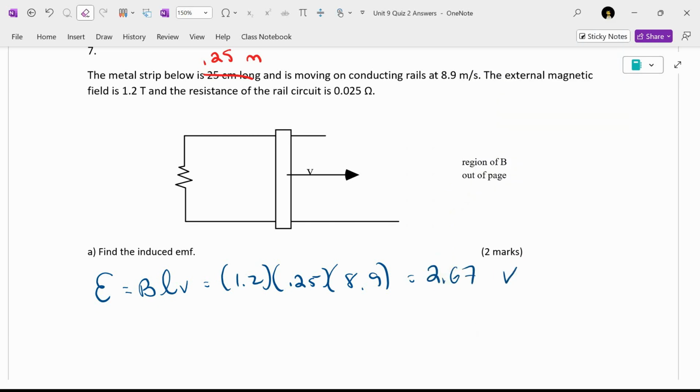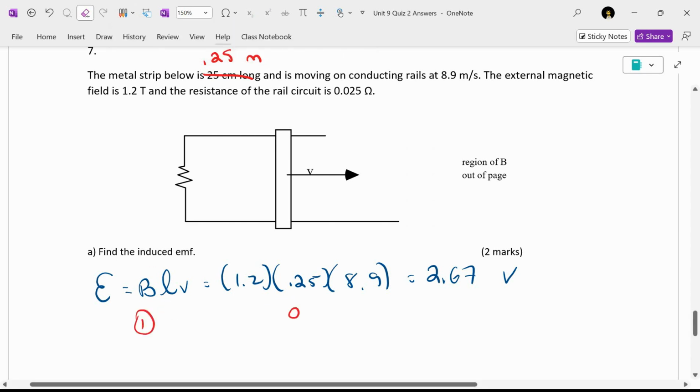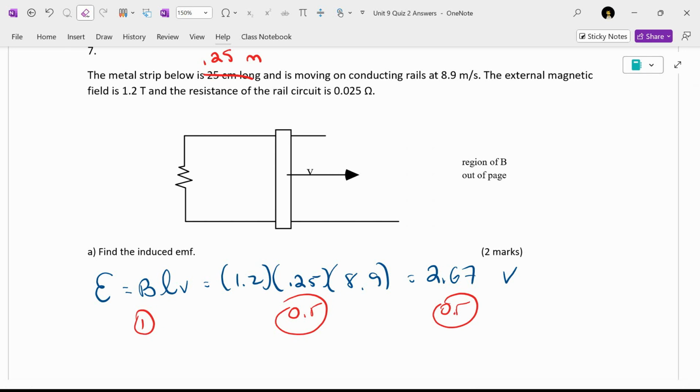Is that correct? Anybody else? People nodding? Again, I would give you probably 1 mark for that. Half mark for the numbers, half mark for the answer. You can do this using Faraday's law by treating that space as a changing area. It's doable. Why bother? Use BLV.